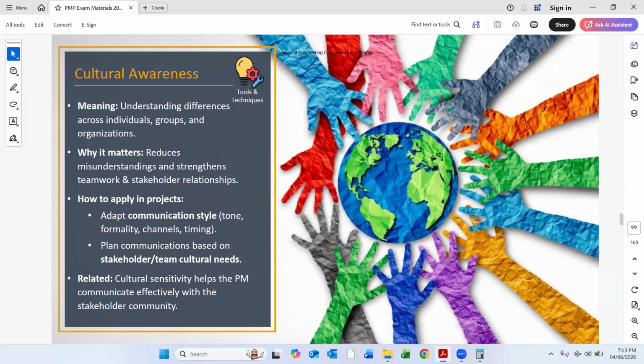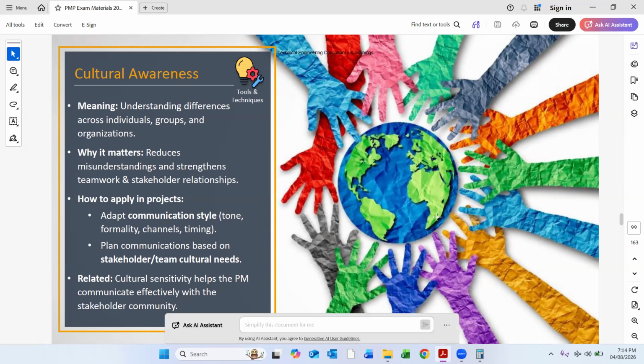So if our environment in the organization is multicultural, it will reduce the misunderstanding, and it will strengthen the teamwork, and stakeholder relationships will be good. So for that reason, we have to adopt the communication style, the tone, the formality, the channel, the timing, and the plan communication should also be based on stakeholder and team cultural needs. So cultural sensitivity helps the project manager communicate effectively within the stakeholder community.